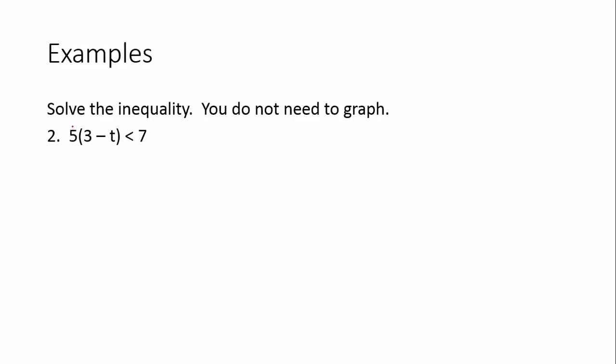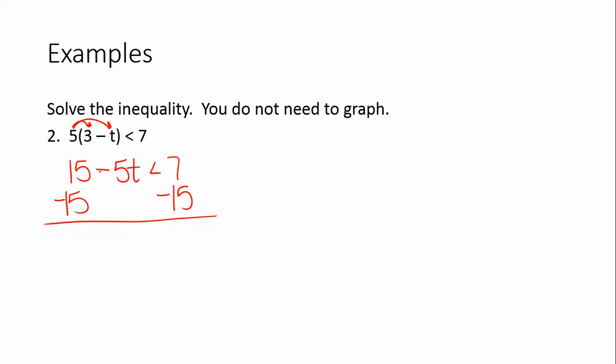So we want to distribute the 5 through the parenthesis. Watch your signs here. 5 times 3 is 15, but 5 times a negative t, or minus t, is still minus 5t, less than 7. We want to subtract 15. Why am I subtracting 15? Because the 15 is positive. Yes, there's a subtraction sign, but that's with the 5t. So subtract 15, we get negative 5t. 7 minus 15 is negative 8.